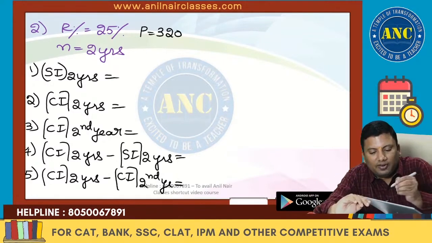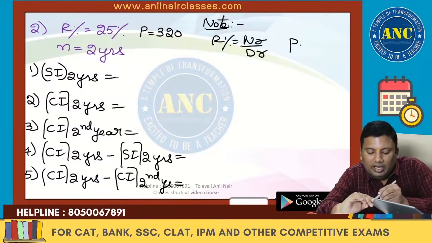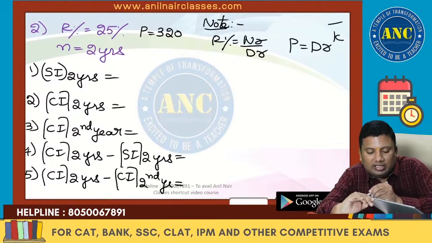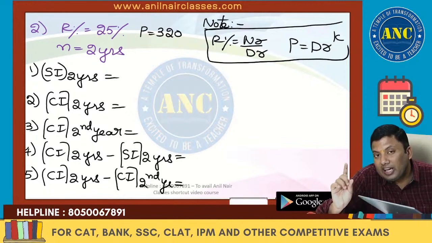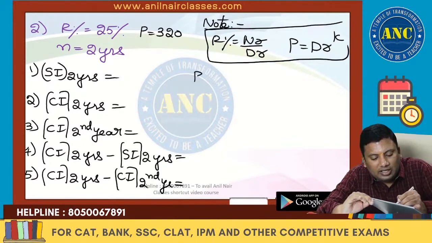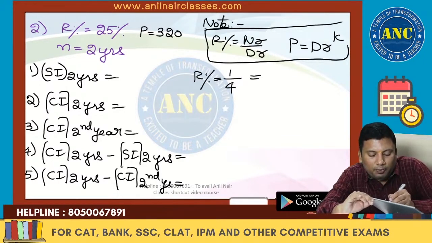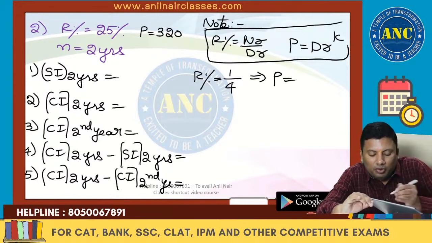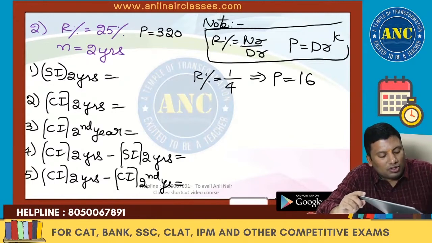Now see here. First we will write down the note here. Once we write the note, R percentage is numerator by denominator. P is denominator power k. This concept is used everywhere, right? So that multiplication factor concept will take a little more time. Now see here. R percentage is 25 percentage, which is 1 by 4. So principal is nothing but, for 2 years it is given. K is the time period. 4 square is 16.